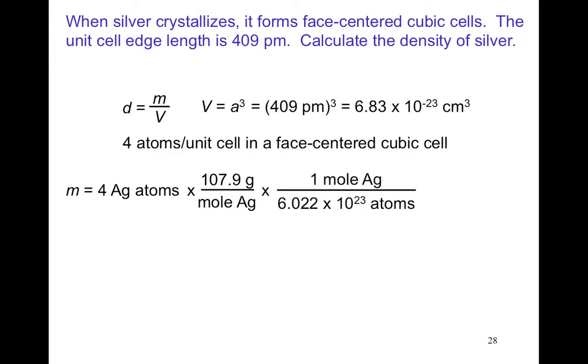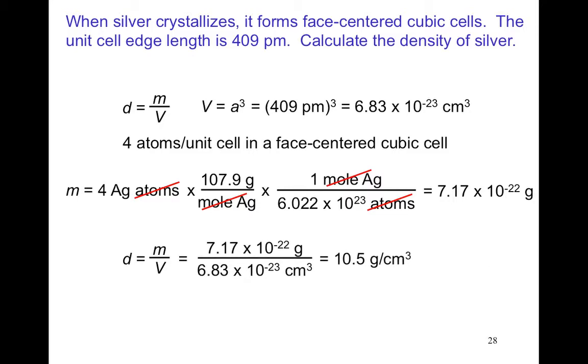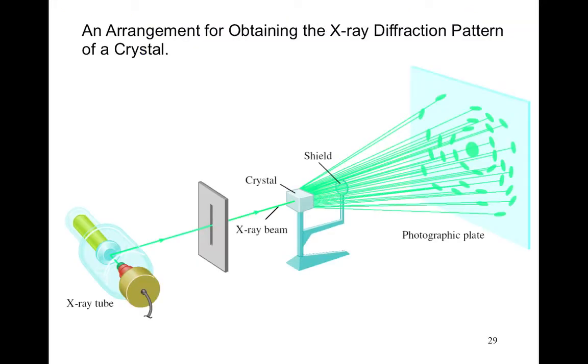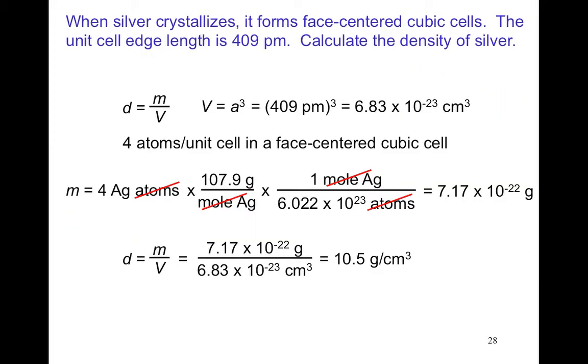And then we can get our atoms in a mole. And we end up with 7.17 times 10 to the negative 22nd grams. So we can find density because we have our mass and we have our volume. And it'd be 10.5 grams per cubic centimeter. So that's how you could solve something like that.